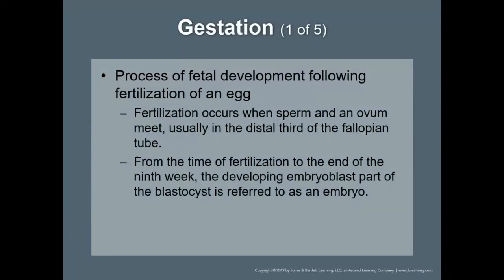Yeah, because it goes from the size of about an extra large chicken egg to the size of a watermelon. And then it shrinks back down to about the size of an extra large chicken egg. And it says from the time of fertilization to the end of the 9th week, everything goes from an embryoblast to a blastocyst, and then it becomes an actual embryo.